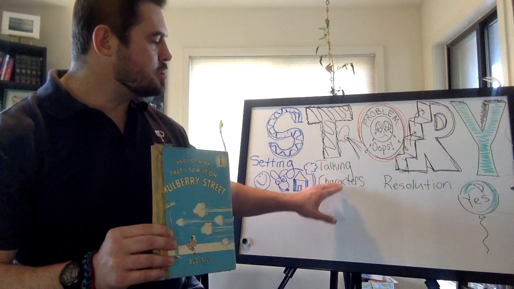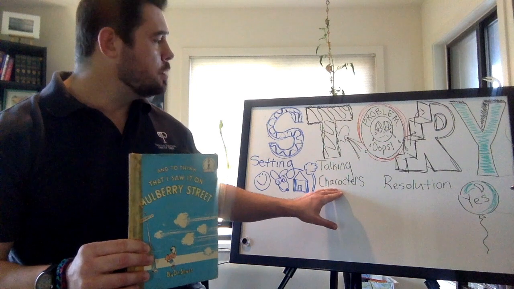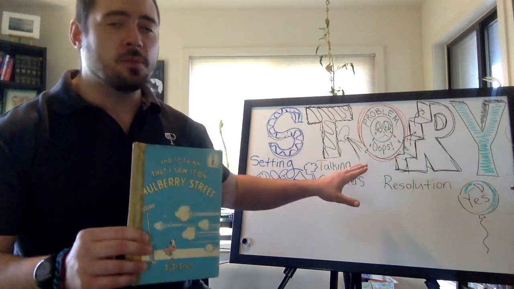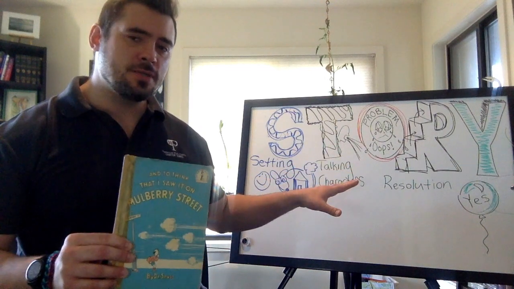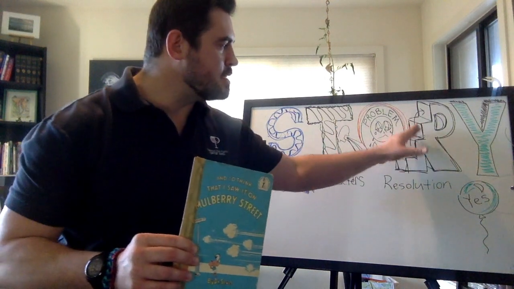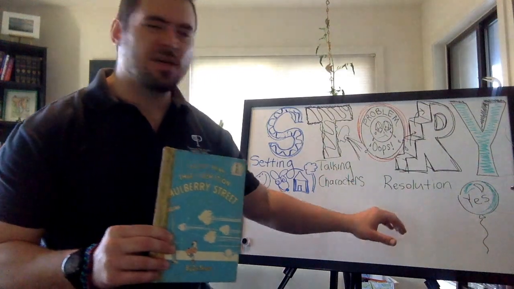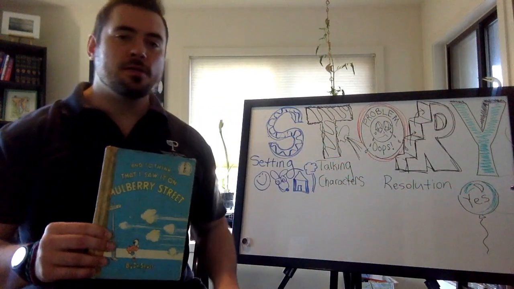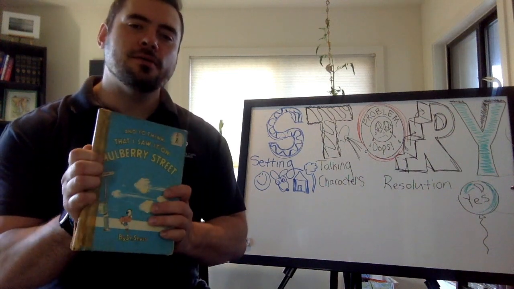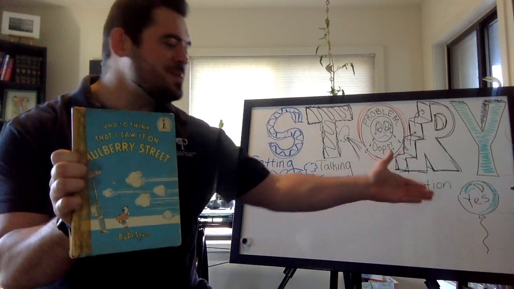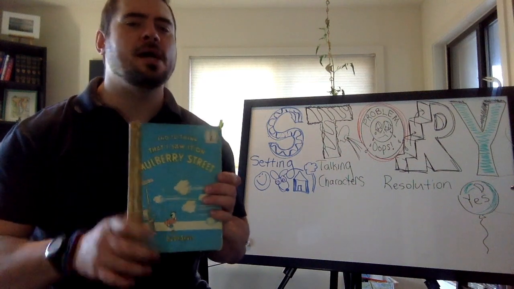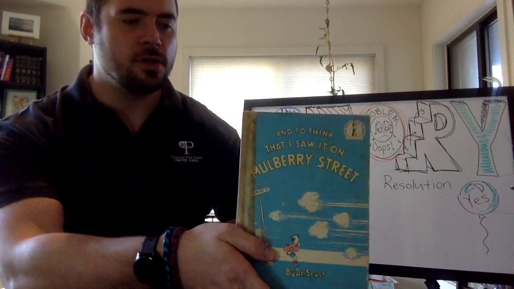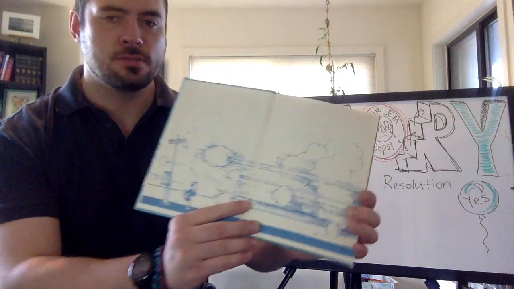Next, I want you to think about the talking characters, if there are any. After that, the author will introduce the oops, or the problem of the story, which makes it a little bit more interesting. After that, we're going to take steps to resolve the problem, try to solve the problem, and then finally we're going to get to the solution at the end. And which, again, a lot of times for Dr. Seuss books, it's going to be yes, kind of like a party, something that's positive or happy at the end. Okay? So let's start. And to think that I saw it on Mulberry Street.